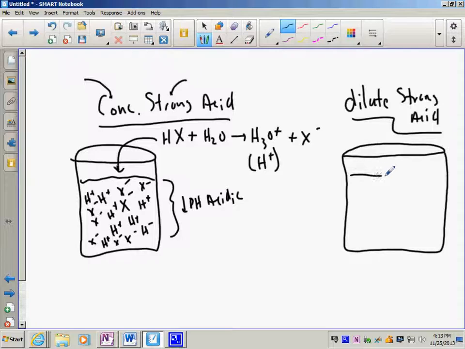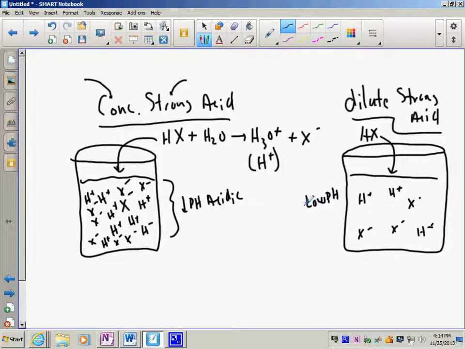Okay, and I'm going to drop in here the same HX. It's still going to be strong, so every single one of these is going to break into its constituent ions, cation and anion. So H plus, X negative, H plus, X negative, H plus, X negative. Now in this case, again, I don't have that many H pluses here. But generally speaking, I still have a relatively low pH, okay? Because even a dilute strong acid is going to be able to produce a decent amount of these H plus ions. It would just be dilute, okay?